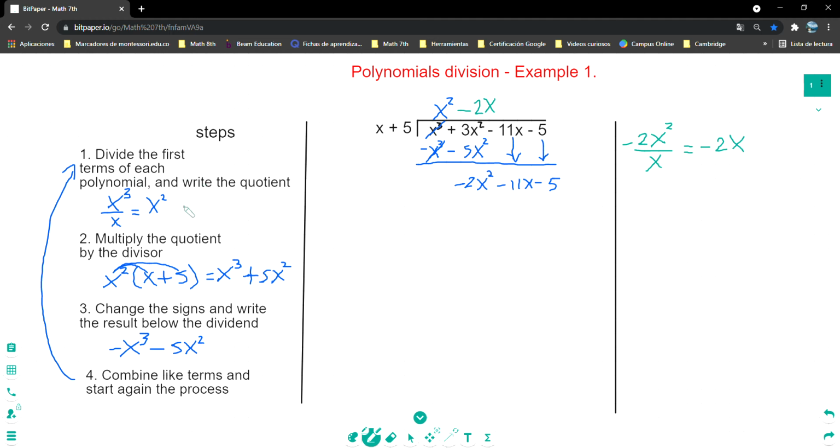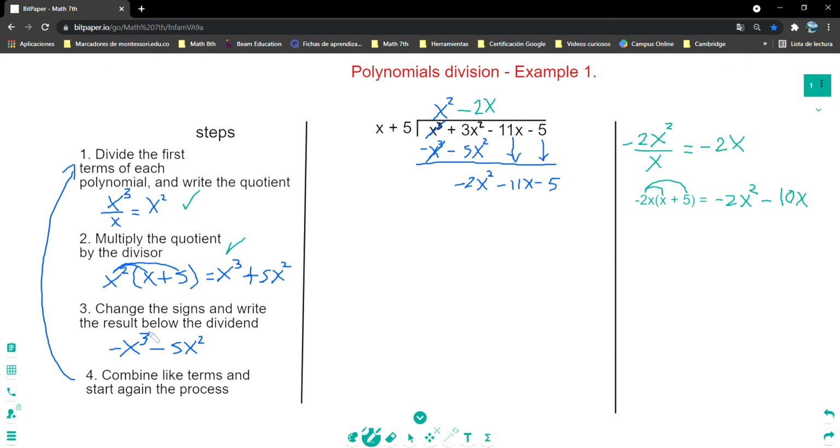So we already checked the first step, and we continue with the second step. Multiply the quotient by the divisor. So we are going to multiply minus 2x times the divisor, which is the same, x plus 5. Here again, guys, we use the distributive property. That will be minus 2x times x, which is minus 2x squared, and then minus 2x times 5, which is minus 10x. So ready the second step again.